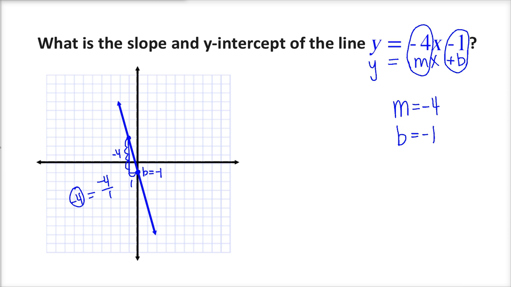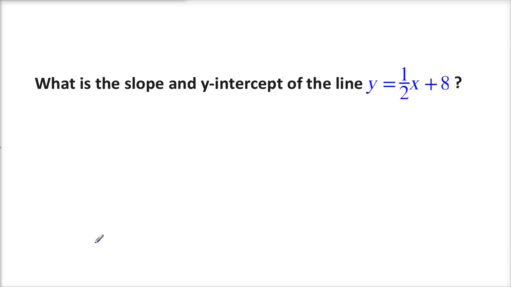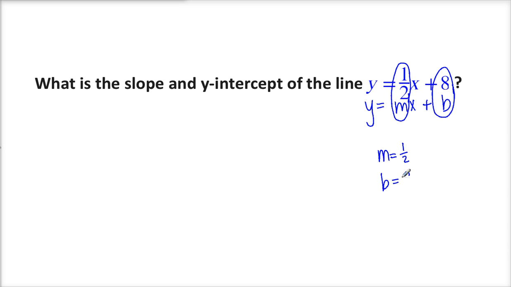Okay, now let's see if we can do it without checking our answer with the graph. What's the slope and the y-intercept of the line y equals 1/2 x plus 8? Well, line it up with slope-intercept form, y equals mx plus b, and we can see that the slope is 1/2, and the y-intercept is a positive 8.